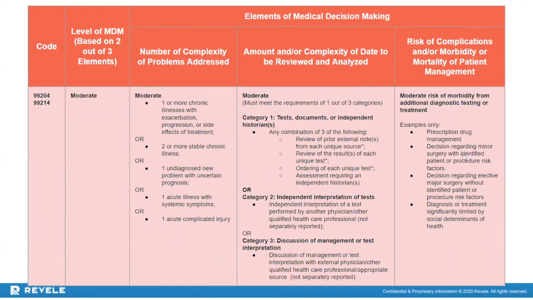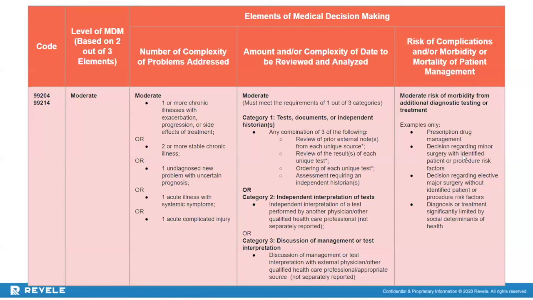For the fourth level, being 99204 through 99214, this is considered the moderate level. For the number and complexity of problems addressed, could be one or more chronic illnesses with exacerbation, progression, or side effects of treatment, or two or more stable chronic illnesses, or one undiagnosed new problem with uncertain prognosis, or one acute illness with systemic symptoms, or one acute complicated injury.